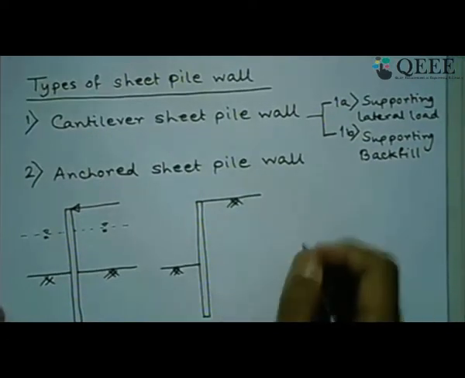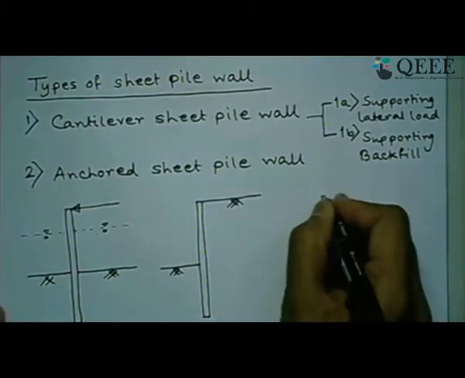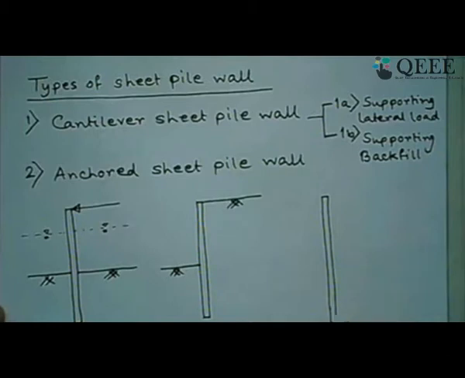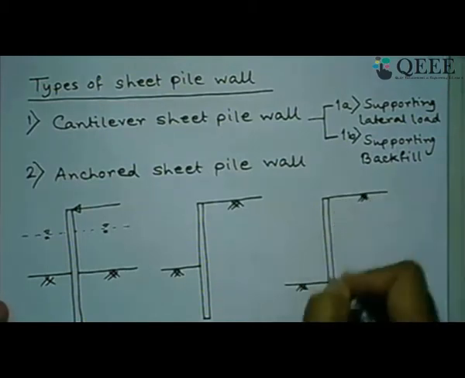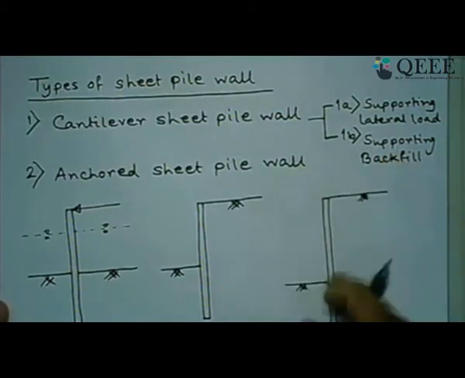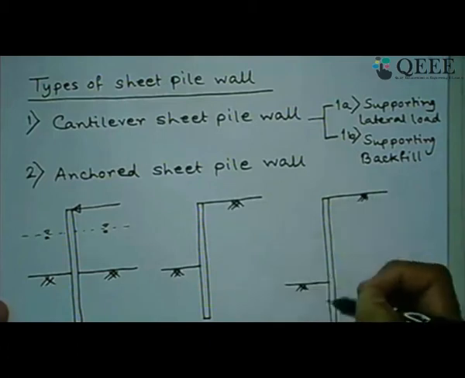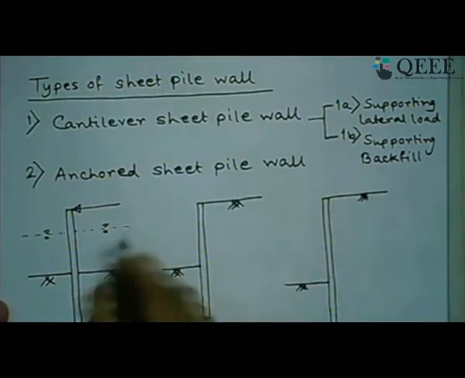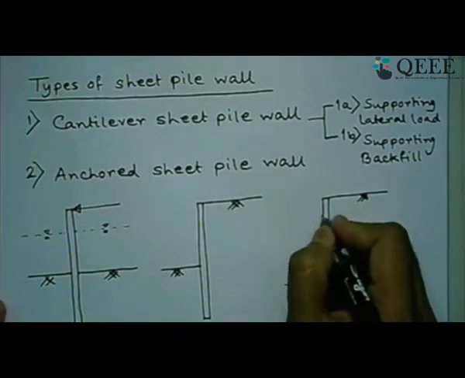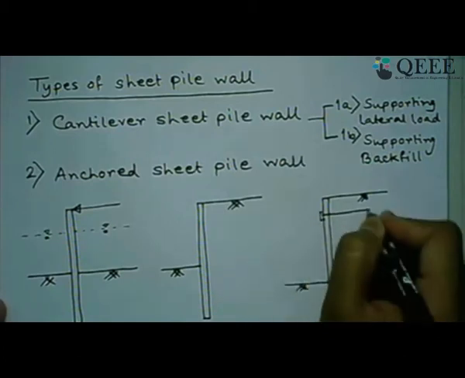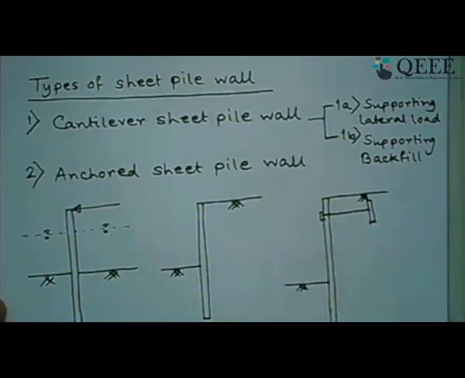And the anchored sheet pile wall is nothing but when we have a very tall sheet pile which needs to support a taller section like this. That means when you are planning for a very high level difference between these two points, essentially the cantilever sheet pile wall will not be stable, or you will not arrive at an economic section of the sheet pile wall. In that case, we need to provide some kind of anchoring to this. So this is called anchored sheet pile wall.